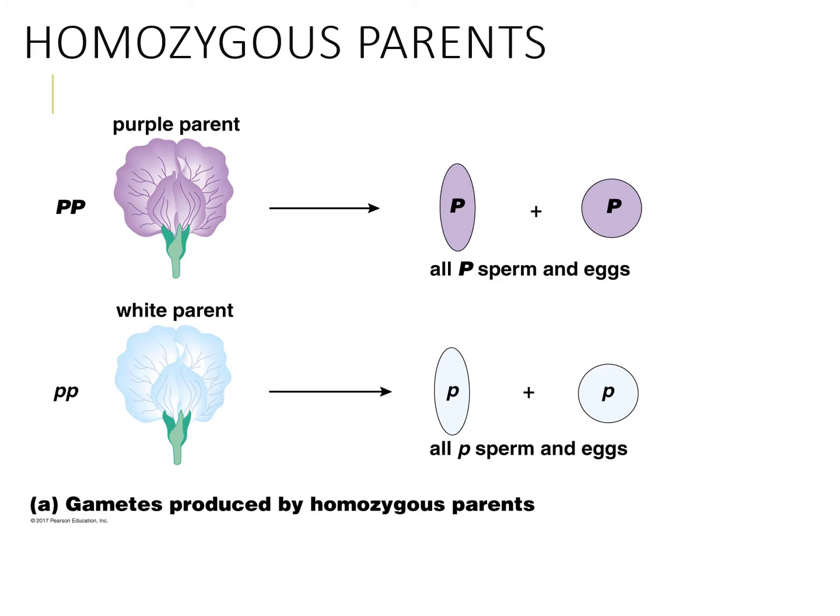Homozygous parents. A purple parent, if homozygous, can produce sperm cells and egg cells that each have only the dominant allele, capital P. We cross that with a white parent. The white parent is the same deal: they've got two little p's, so all of their sex cells produced by meiosis are going to contain a little p, whether it's a sperm cell or an egg cell.